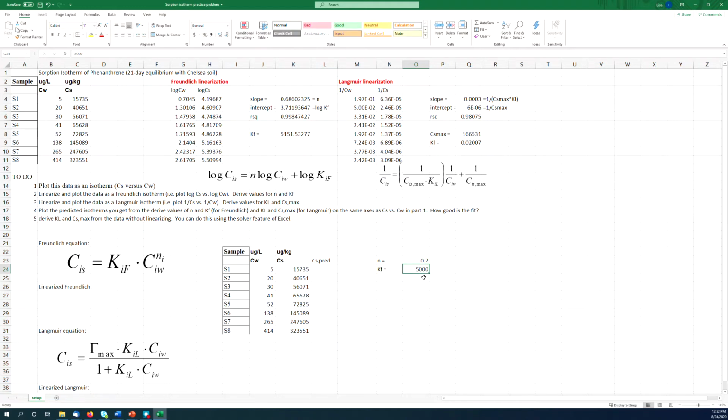Similar to the nls function in R, you do have to give Microsoft Excel some place to start. You have to give it an initial guess. And the closer your initial guess is to the final value, the better off you're going to be.